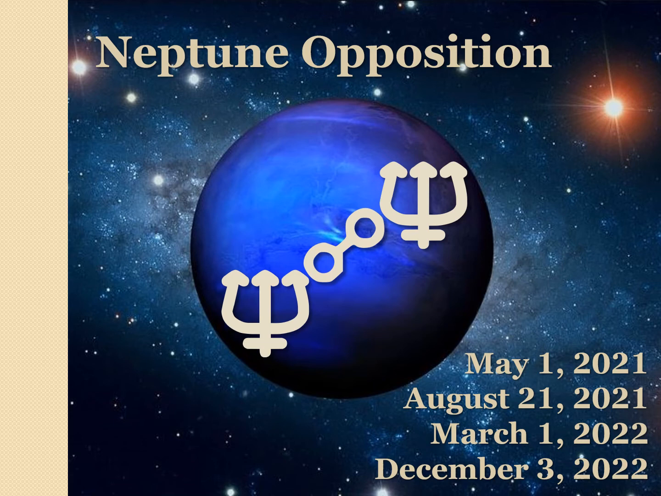Interesting coincidence, isn't it? In 2021 and 2022, the U.S. natal chart is experiencing a series of Neptune oppositions for the second time in history. They will occur twice in 2021, on May 1st and August 21st, and twice in 2022, March 1st and within 14 minutes on December 3rd.